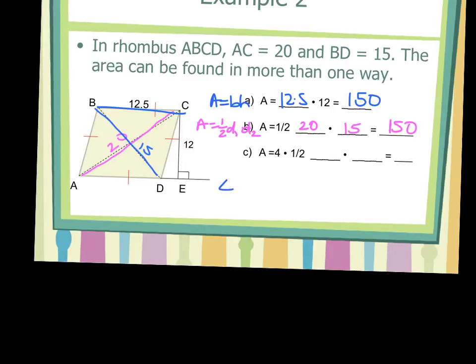So I can also say 4 times 1/2 base times height of one of those triangles. So if I just pick this one on the right, okay, and it doesn't matter which one you pick because the base on one is the height on the other, the height on one is the base on the other. So this is half of my diagonal, which would be 7.5, and this is half of my diagonal, which would be 10. So it would be 1/2 10 times 7.5 times 4, okay, which is going to be 5 times 7.5.